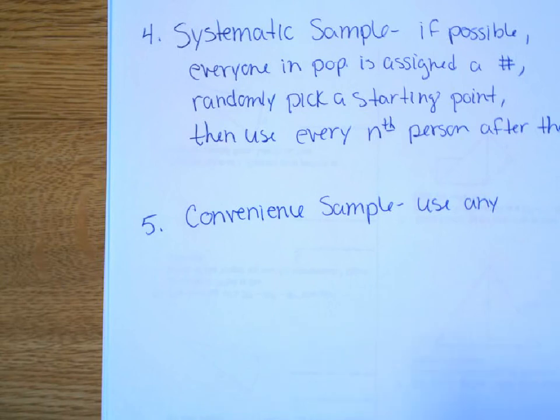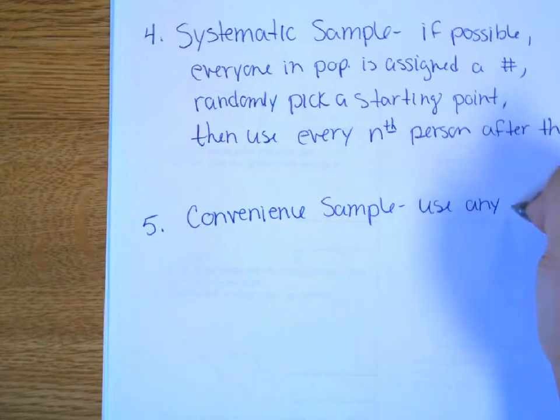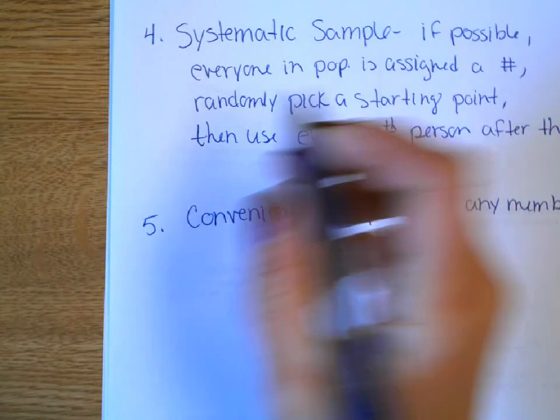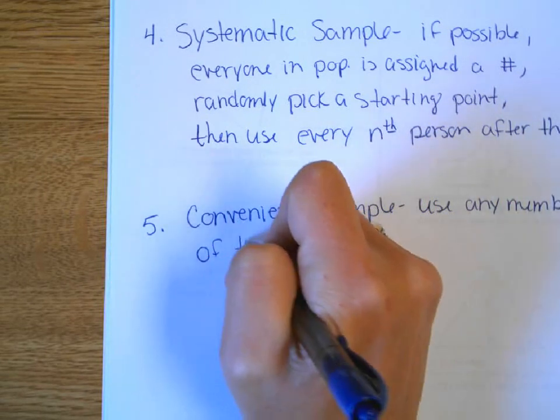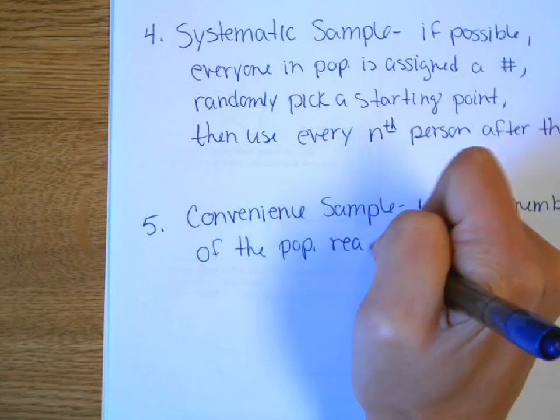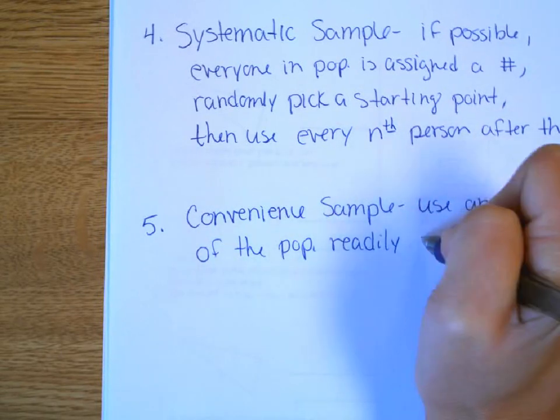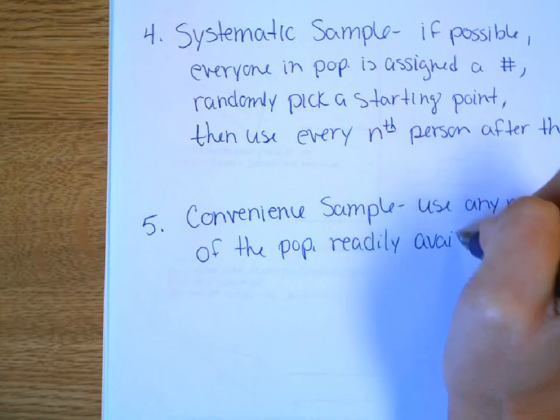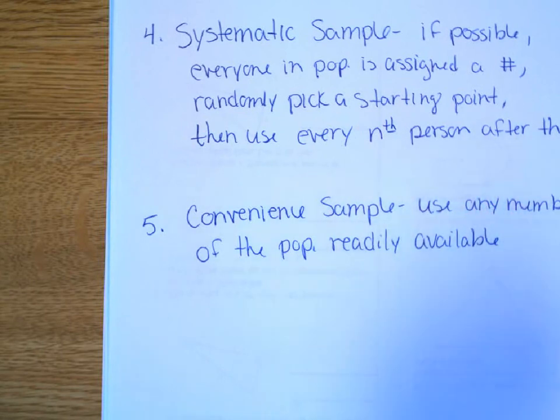So, convenience sample is using any members of the population readily available. That's just worded weird now. Yeah, you should have just stuck with your first word. Well, whatever. Readily available. Oh, ready, willing, and able. That's not a good choice.